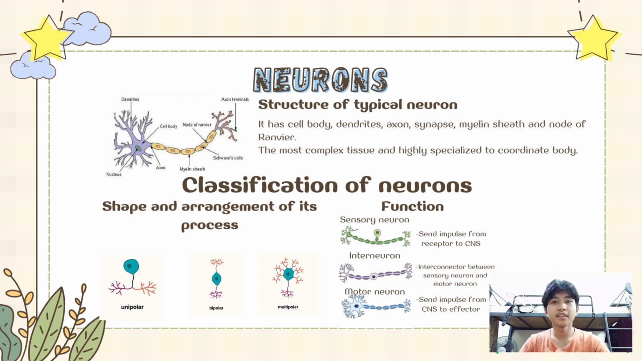Next, I will talk about the dendrites. A dendrite is branch-like and extends from the soma. It is important to accept impulses from other neurons or sensory receptors and carry them into the soma.